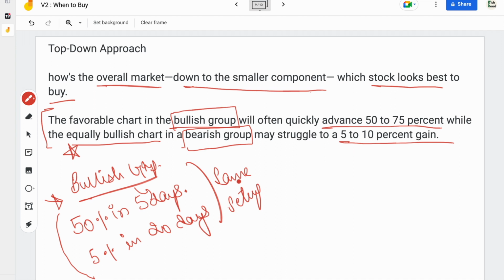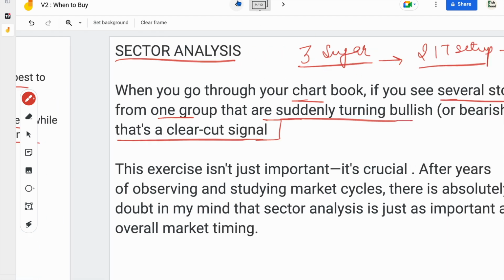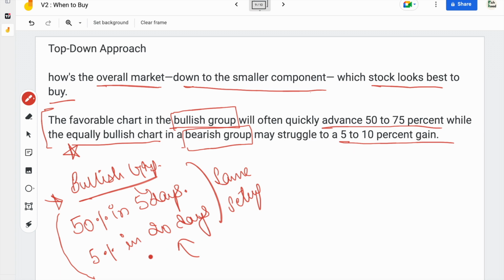Because even in sugar, you will have stocks which will move 50% in 5 days, while the one you took entry in will move 5% in 20 days. And that is what will frustrate you, right? So this is the point he's trying to say. Let's say you saw 2 solid IT setups. They look very good. It is your job to see the other stocks, and then among them, choose the best, keeping this in mind: you don't go for this, rather go for this. It's your job.